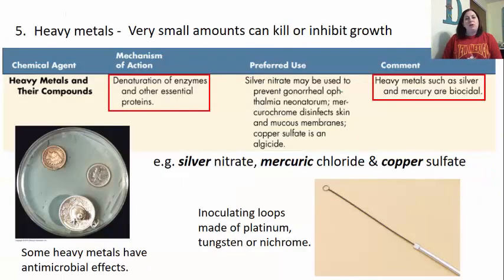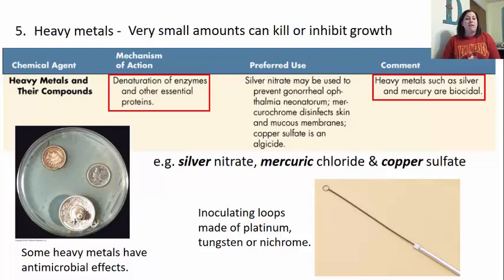All right, the next group we're looking at are the heavy metals. Heavy metals can be used in very small amounts, and they can kill or inhibit growth. The way they do this is they denature enzymes and other essential proteins. Heavy metals such as silver and mercury are biocidal. So when we look at this, some examples are things like silver nitrate, mercuric chloride, and copper sulfate. And so these heavy metals help in, again, inhibiting or killing the bacteria.